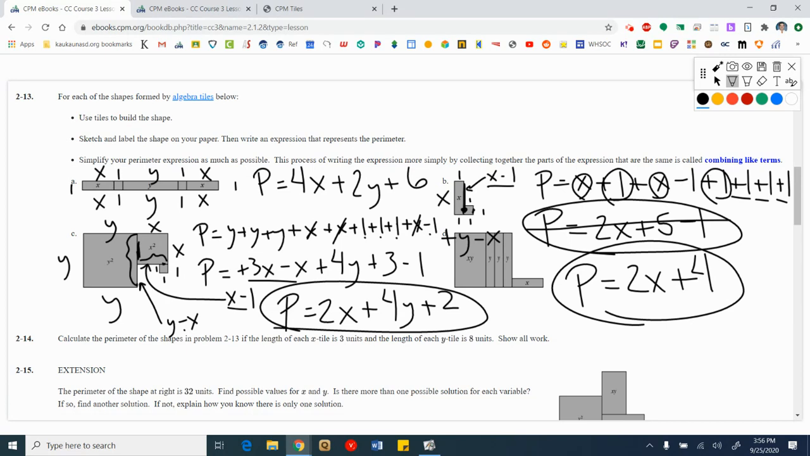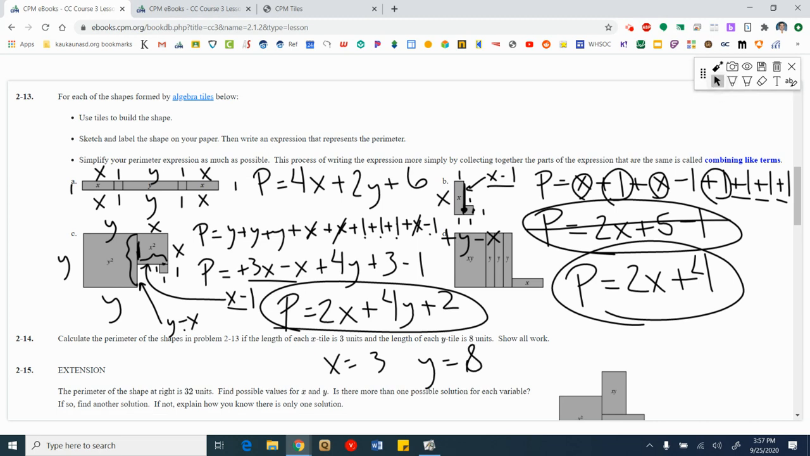You do not have to do part D. All right, 214, calculate the perimeter of the shapes in problem 213, if the perimeter of each X tile is 3 units, and the length of each Y tile is 8 units. So I'm going to go ahead and open up a new tab. I'm going to relabel each of these shapes and write down the given value. So I have, let's see here, x equals 3, y equals 8.